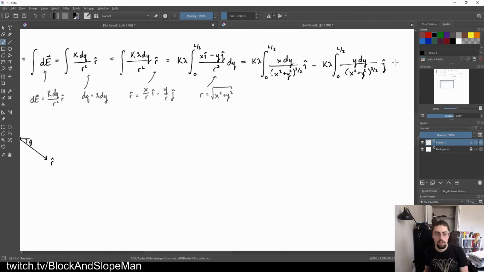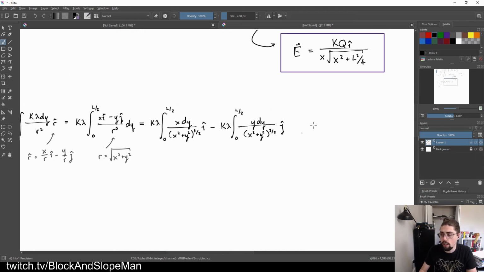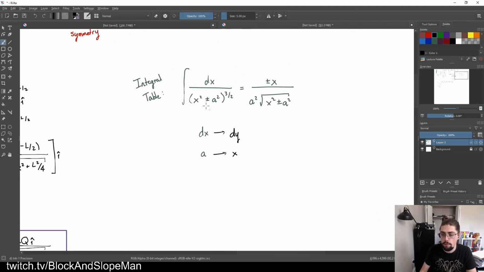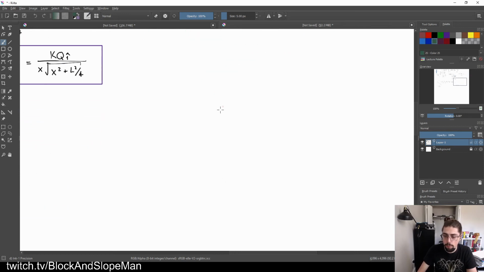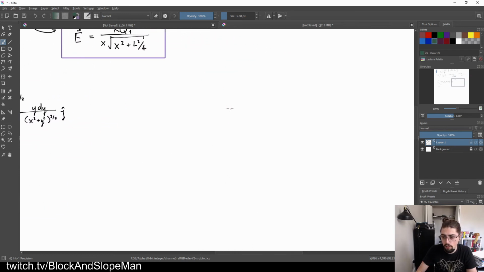So far, so good. Now I have to look at my integral table again, and I'm looking for two different things this time around. So the first one I've already got, right? I looked at my integral table last time, and I found something like this. But I also have a second one that I'm going to need, and it's actually conveniently the one right beneath it.